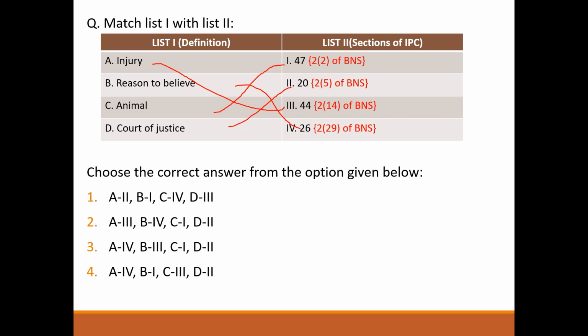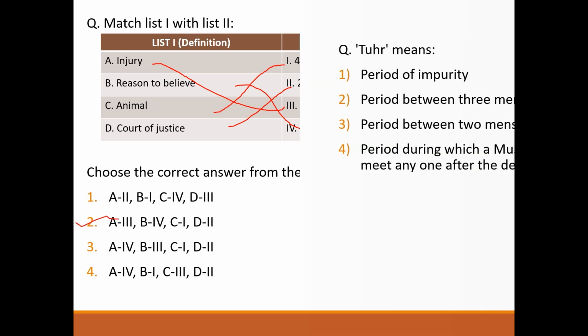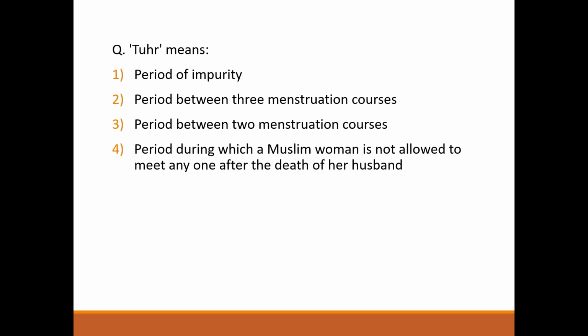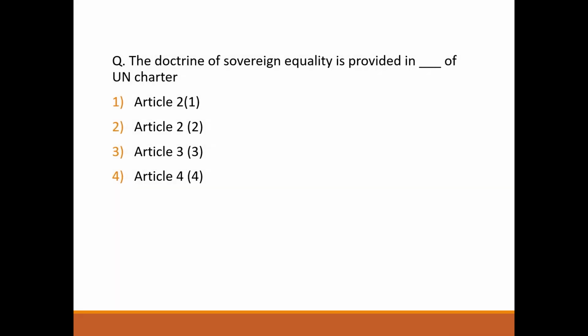Next question, third, means option number 3, the period between two menstrual courses. Next question, the doctrine of sovereign equality is provided in Article 2.1 of the UN Charter. Option 1 is the correct answer. This was the last question of this video.